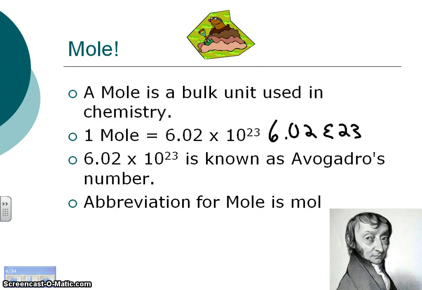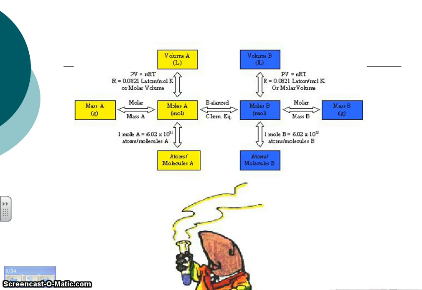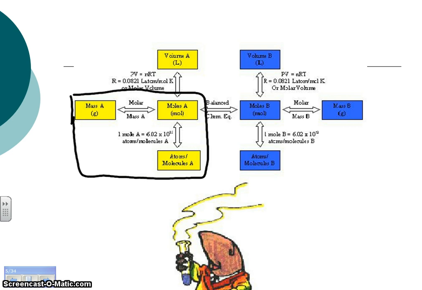So one of the tools which you're going to be given when we do work with moles is what we call the mole map. And this is the mole map. Now eventually you're going to be able to use the entire map, but for this chapter we're going to focus on just this part of the mole map. Mass A, moles A, atoms or molecules of A. That's where our focus is going to be. And we're going to break down each part for you and how to use it.